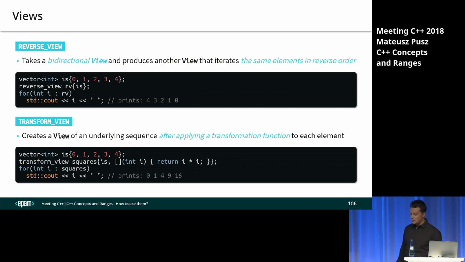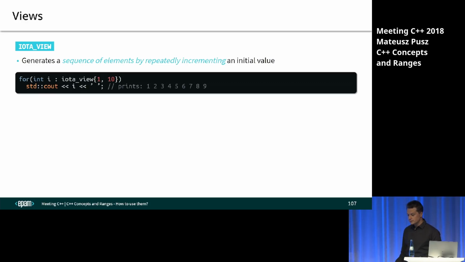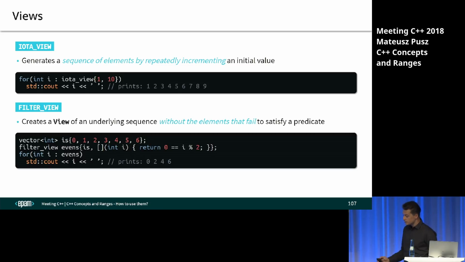Transform view is a view that applies the transformation provided by our functor. So we have here a transform view that squares the provided value. So the output of printing such a view will be 0, 1, 4, 9, 16. IOTA view generates a sequence of elements starting from the provided value. Filter view filters elements from the range with the provided predicate.